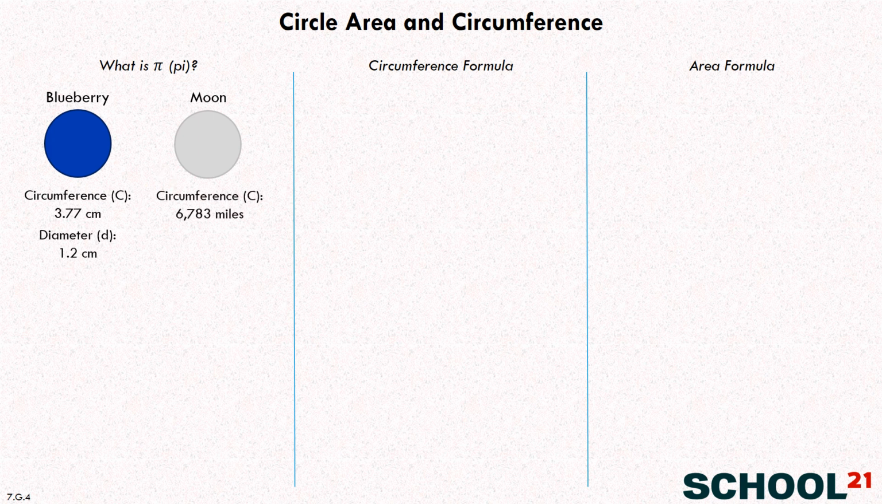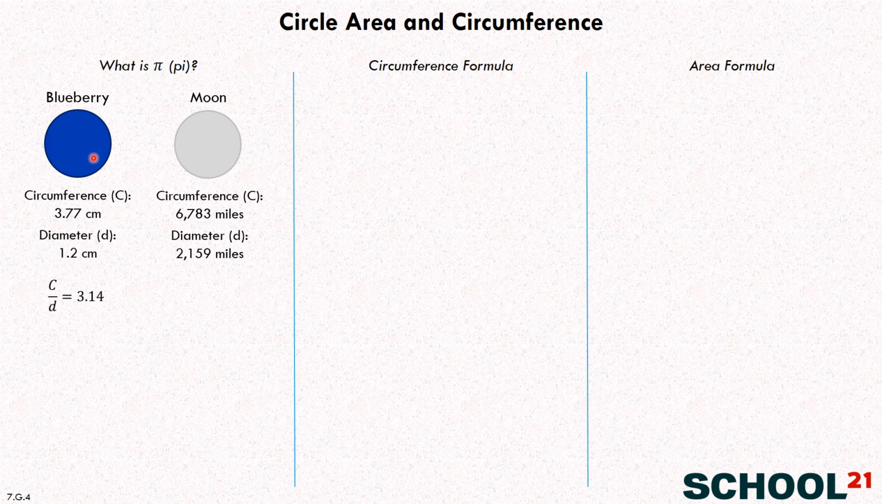The moon has a circumference of approximately 6,783 miles and a diameter of approximately 2,159 miles. Okay, you might say, why are you giving me all these numbers? Well, the interesting thing is if we divide the circumference by the diameter of the blueberry, if we take 3.77 divided by 1.2, we get 3.14. There's a few continuations of the decimal. I'm rounding to the hundredths place here, 3.14.